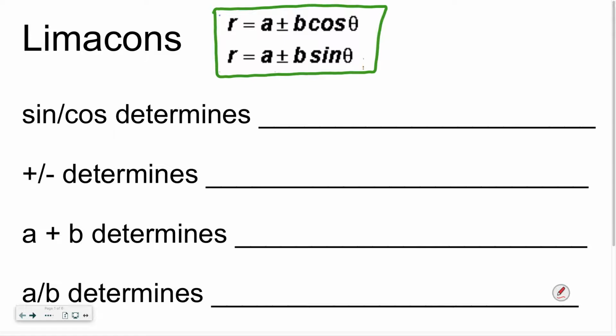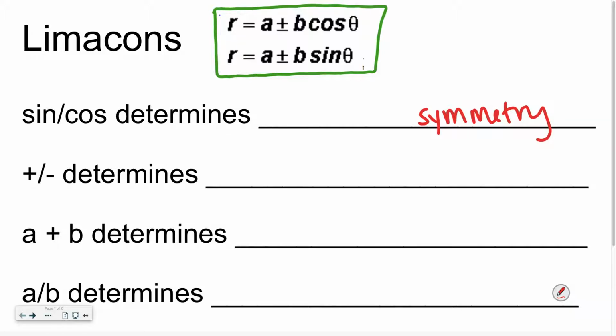Yesterday we talked a little bit about sine and cosine. What was the difference between sine and cosine? What did that determine? Up and down, or right and left? So sine or cosine is going to determine the symmetry. Determine symmetry. So sine and cosine determine symmetry.